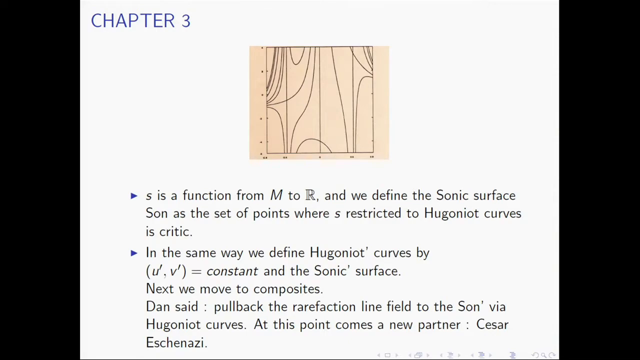And next, we moved to composites. So what are composites? Dan told me, well, just pull back the fast line field to the sonic prime via Hugoniot curves. So at this point, no way. You cannot have said that. I still don't know what the pullback is. Well, you said. Yes, I understood. Well, this is the translation in my language of what you told me. Okay.